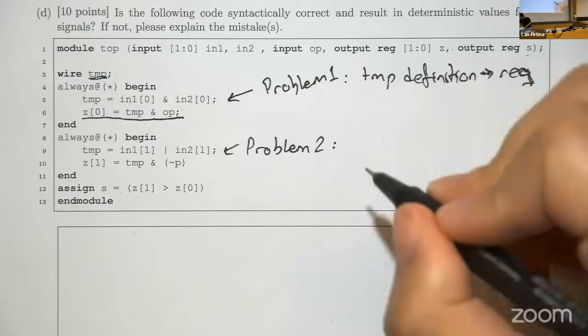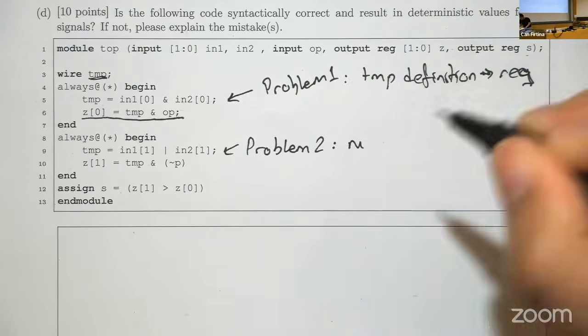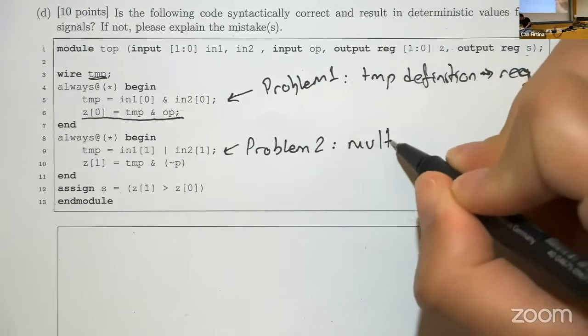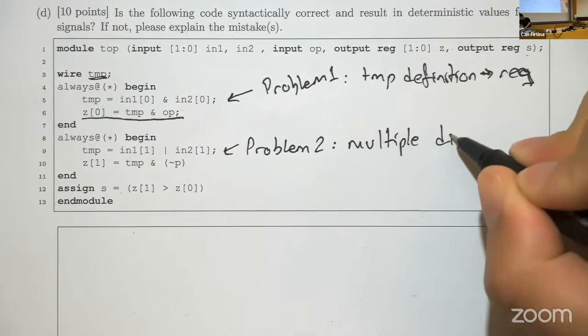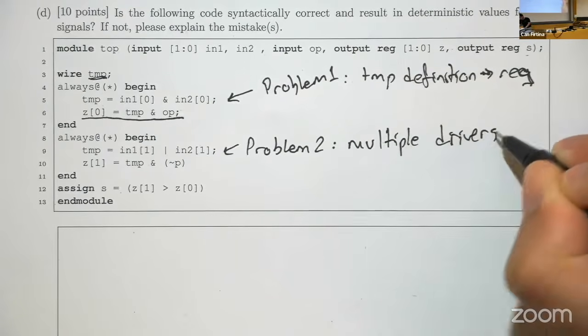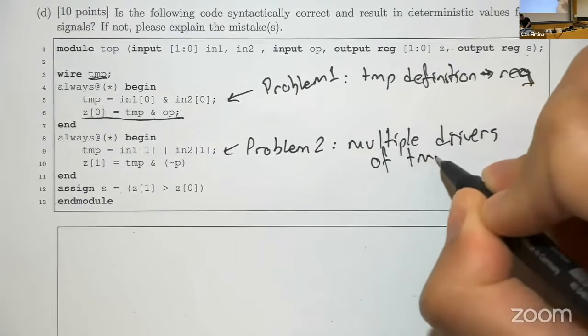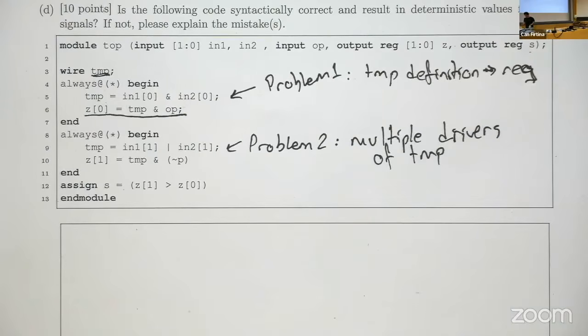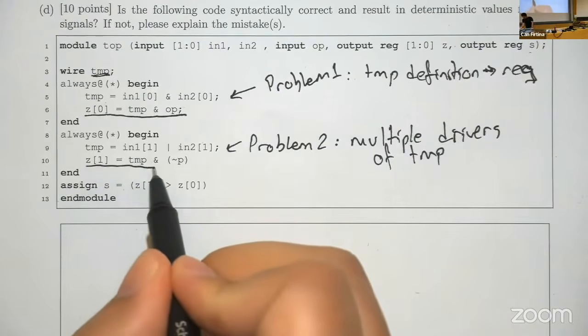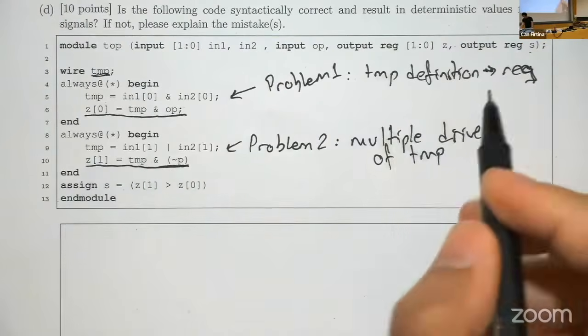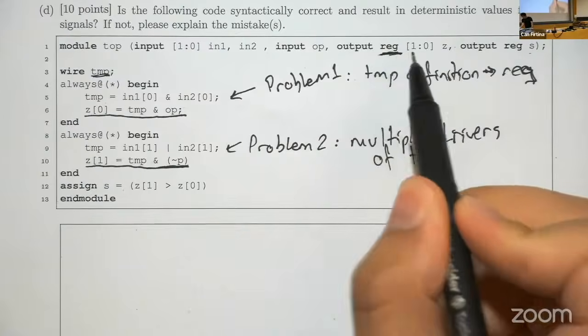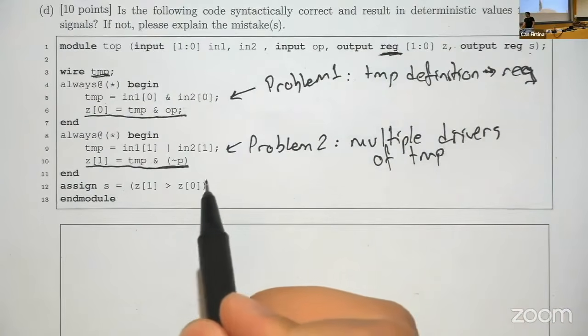So I will just write it that way. So there are multiple drivers of TMP. So this should not happen. And this is the second problem. In this final line, we don't have a problem here because Z is defined as a register, and we're making an assignment to it in an always block.